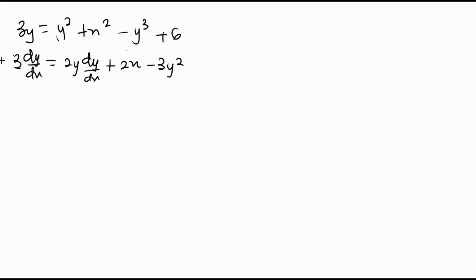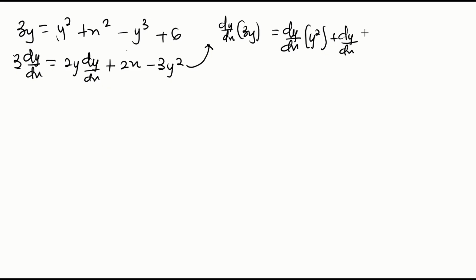This is by the derivative of a constant, which is actually 0. Let's visualize this line again. We can visualize what we actually did as dy dx of 3y, which is equal to dy dx multiplying y squared, plus dy dx multiplying x squared, minus dy dx of y to the power 3, plus the derivative of the constant, dy dx of 6. So all this is what we resulted here.